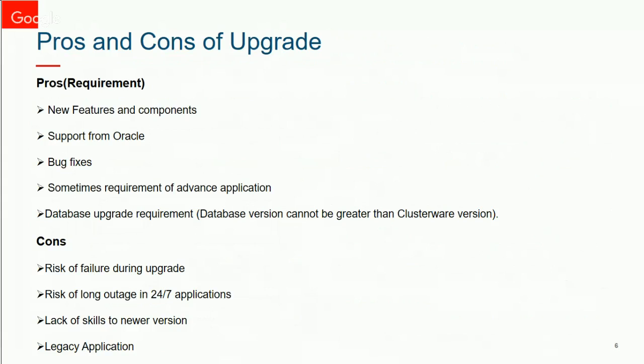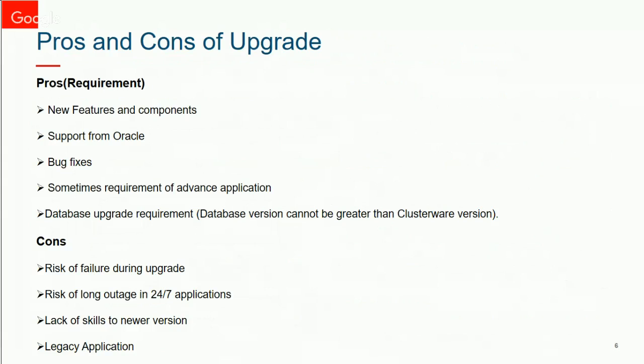Well, the first issue is risk of failure during an upgrade. There are chances when you run rootupgrade.sh on nodes that it completes on the first node, and sometimes it does not complete on the first node either. At that point of time, your whole cluster may go down. So you have to be careful about what to do in the next step, always keeping Oracle support in the loop while doing these major changes.